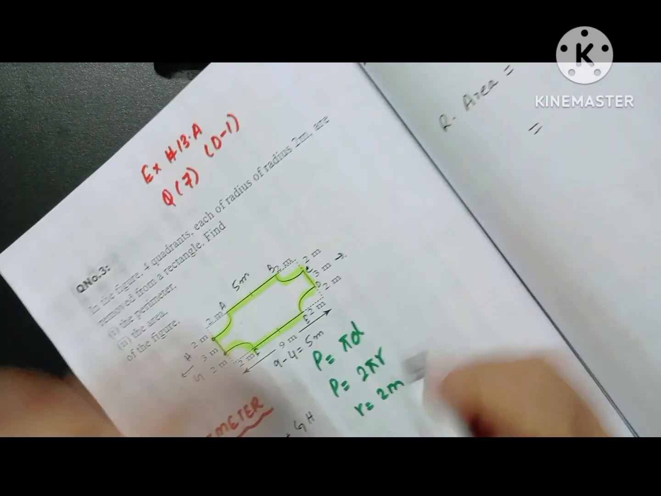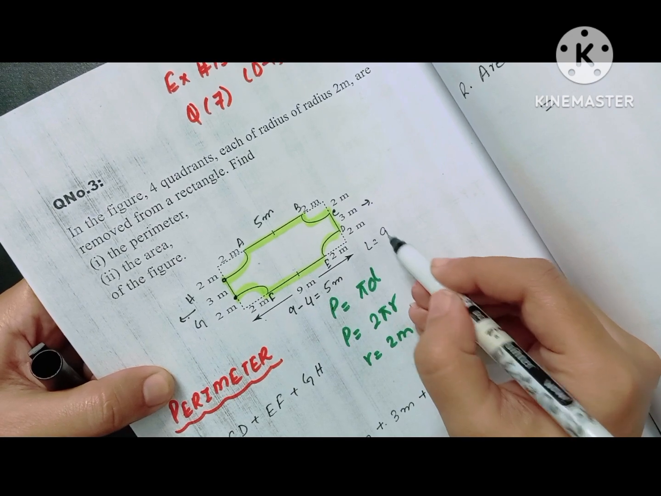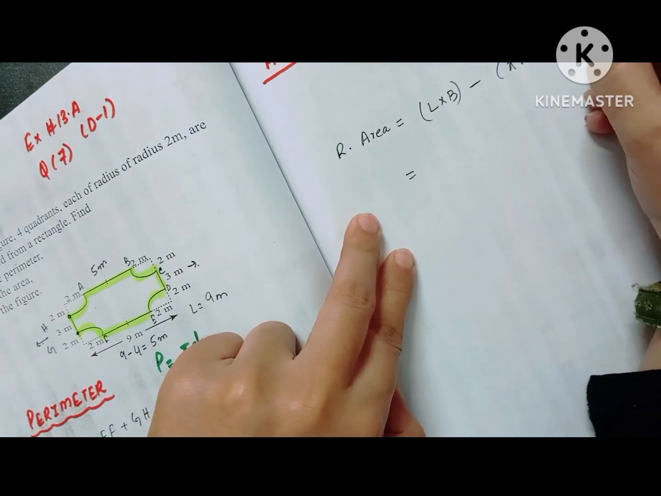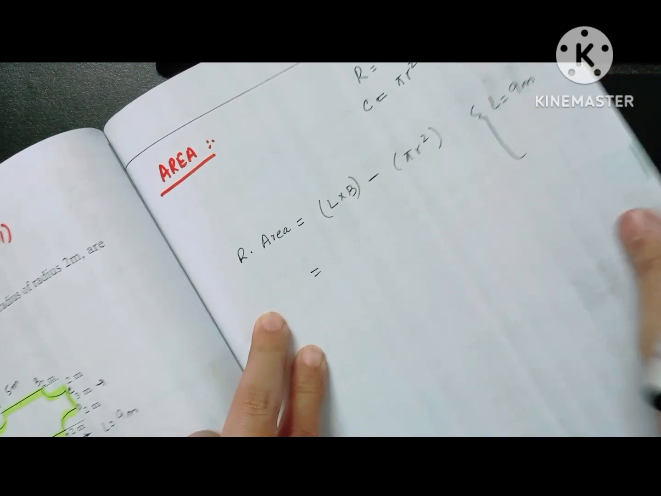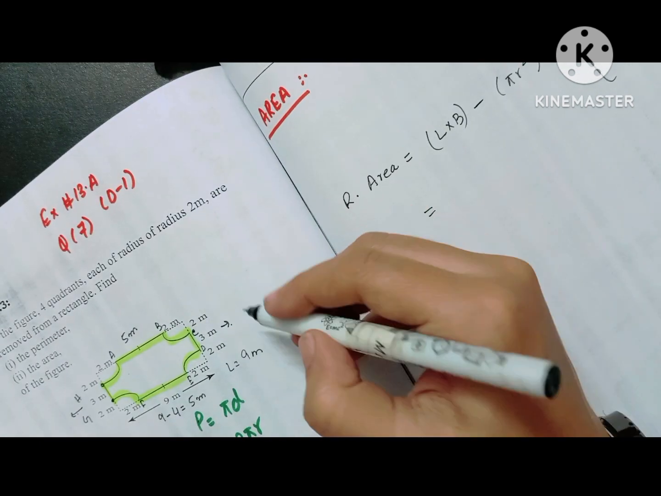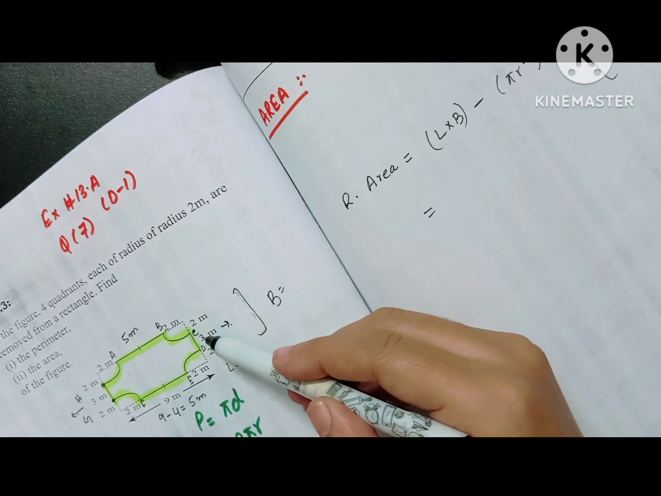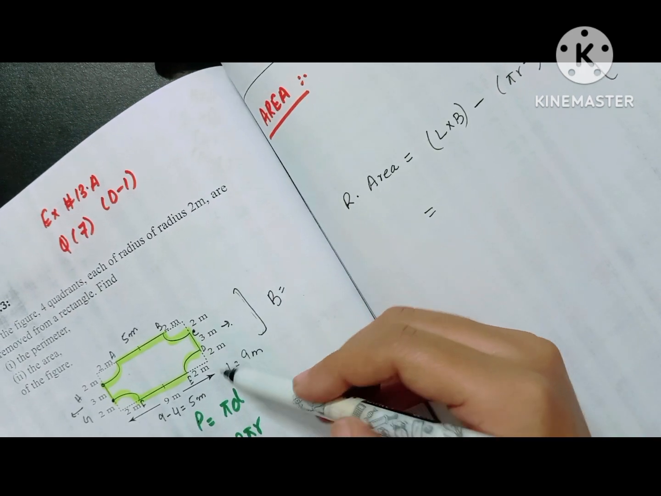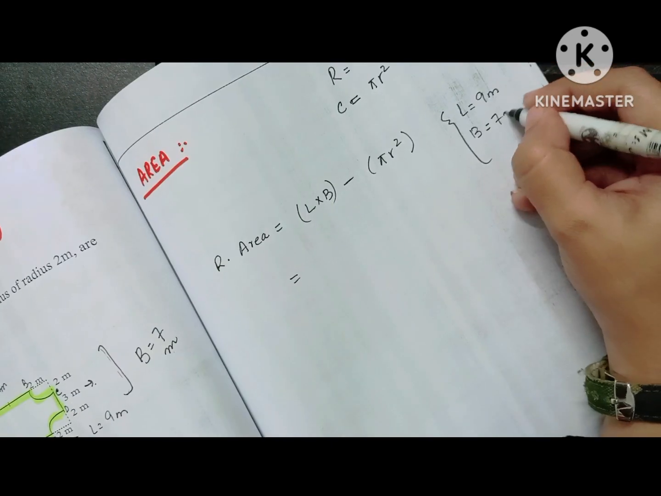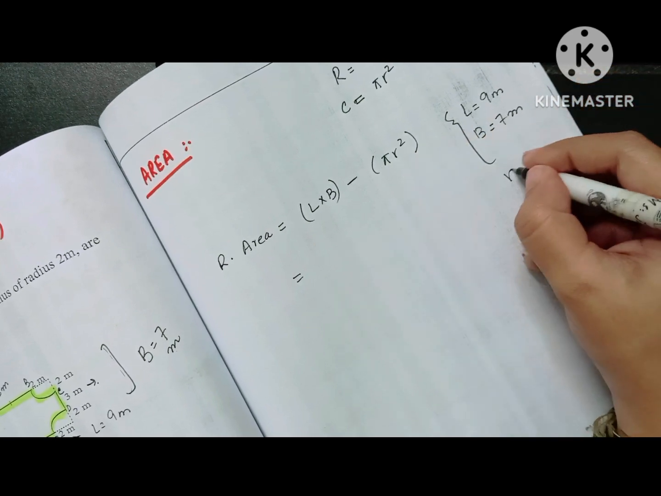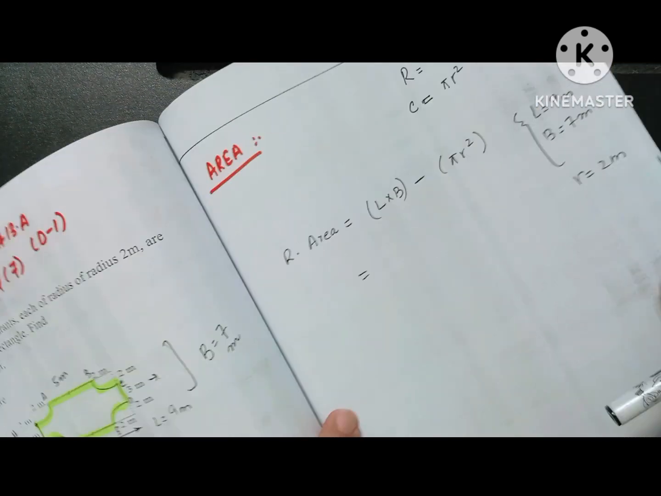So what is L? The whole length will be L. So L is equal to 9 meter. And what will be B? This length must be B. B is 2 plus 3 plus 2, 5, 6 and 7. B will be 7 meter. And R is clearly 2 meter.